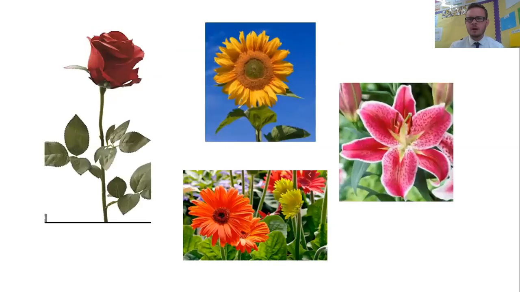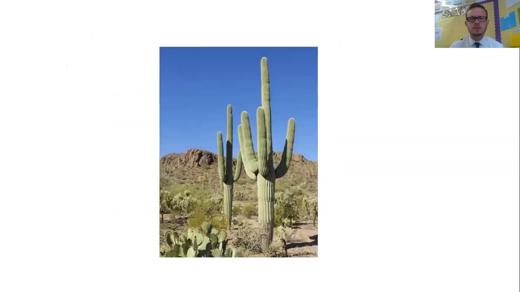But what about this one? Does anybody know what that's called? I can tell some of you are going to be so furious that I'm even asking the question. It's called a cactus. A cactus, do you know where they grow? That's right, they grow in the desert. And in the desert, do you think they get a lot of water? No, they don't. No, they do not.